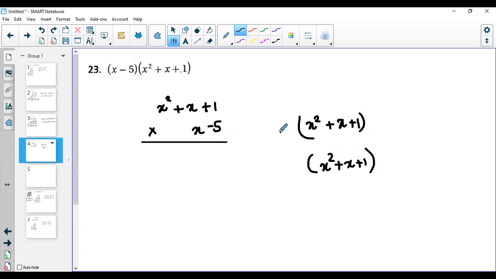And first we'll multiply that with negative 5 and then we will multiply that with x. So this is going to be negative 5x squared, negative 5x, negative 5. So negative 5 multiplied by x squared is negative 5x squared, negative 5 multiplied by x, negative 5x, negative 5 multiplied by positive 1 is negative 5. Okay, the next one is, this is going to give me an x to the power of 3, that's x cubed plus x squared plus x.